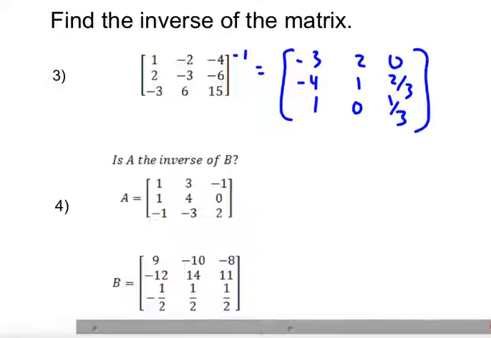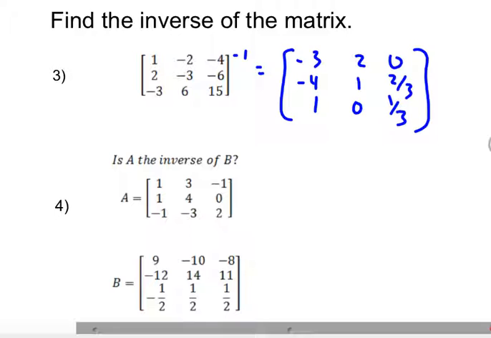All right, so now we're going to come down here and look at number 4. Is A the inverse of B? If you remember how that goes, you could find the inverse of matrix A and see if it matches matrix B. You could also find the inverse of matrix B and see if it matches matrix A.